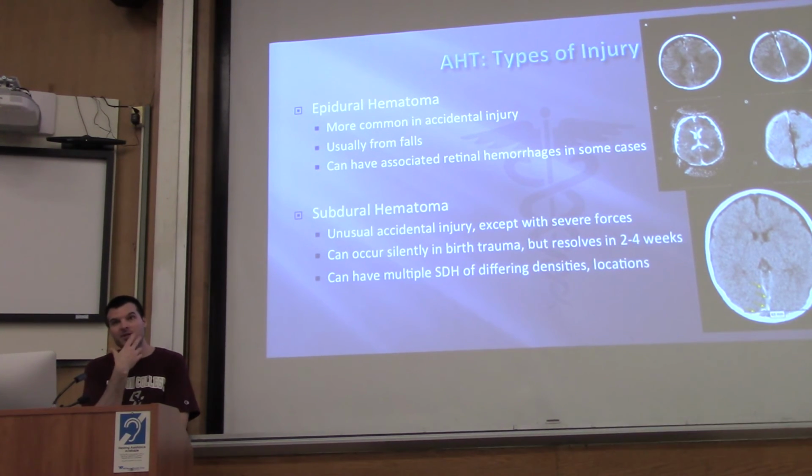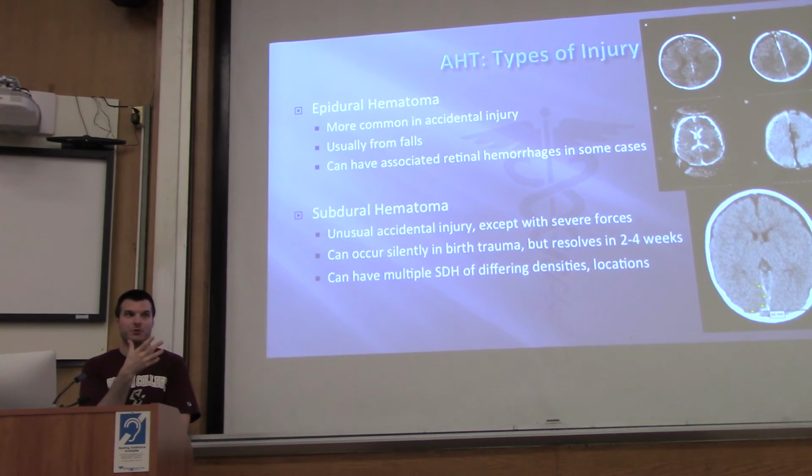Epidurals are more common in accidental injuries, linear falls, over the parietal. You can even have retinal hemorrhages with accidental epidural hematomas in the falls. Subdural is unusual accidental in children. They can occur from birth trauma, but evidence of that is gone by the end of the month. So you're not going to have a 2-month-old with the subdural blamed on the traumatic forceps birth.